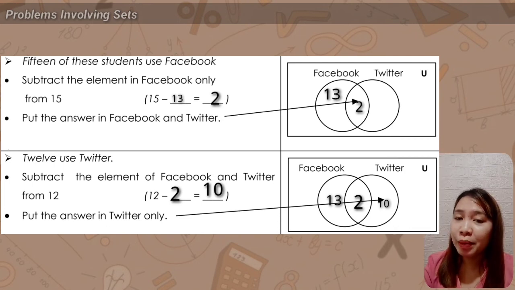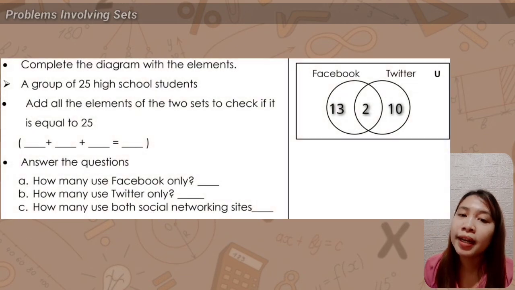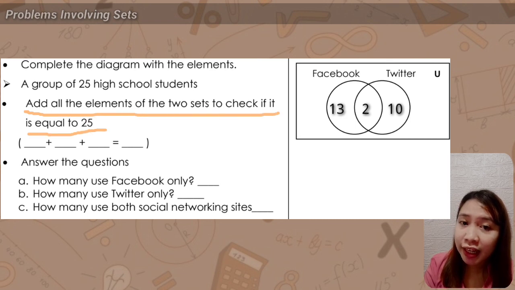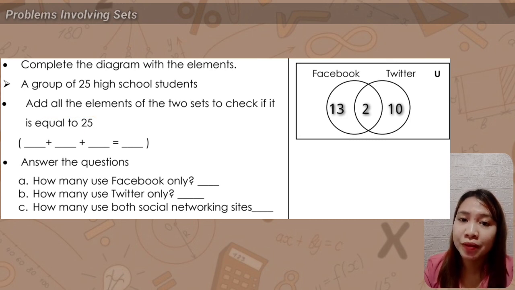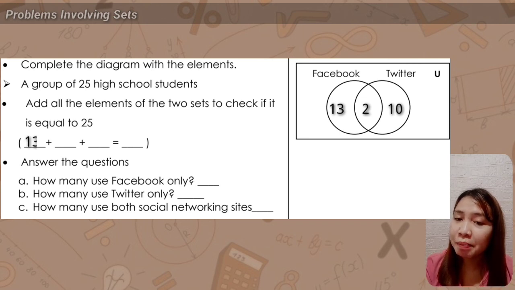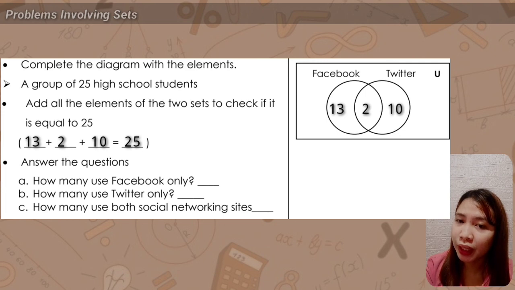Okay, so para makompleto at para ma-check natin yung mga elements na inilagay natin dun sa ating illustration, kailangan nating i-add ang lahat ng ito to check kung ito ba ay equal sa 25. Okay, so 13 plus 2 plus 10 ay equals to 25.